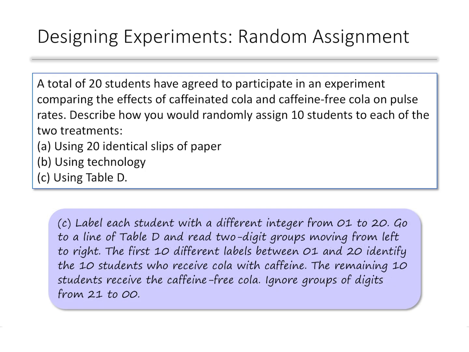If we were using Table D, which is what we did a lot in our random sampling, again, we have to label each student with a different integer from 01 to 20, go to a line of Table D and read two-digit groups moving from left to right. The first 10 different labels between 1 and 20 identify the 10 students who receive cola with caffeine. Notice I said 10 different because I can't repeat one. The remaining 10 students receive the caffeine-free cola. Again, ignore groups of digits from 21 to 00 because we don't have any numbers that fit in here.